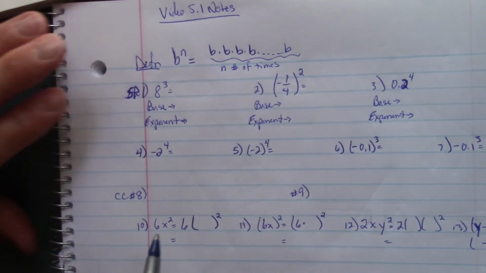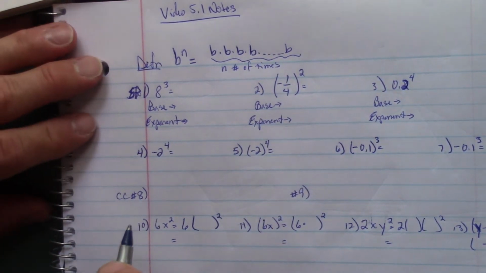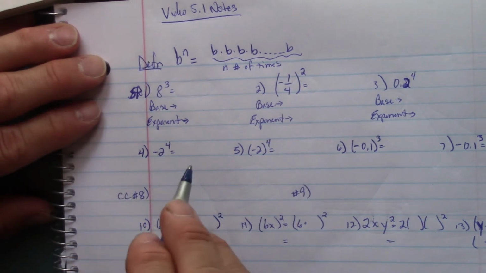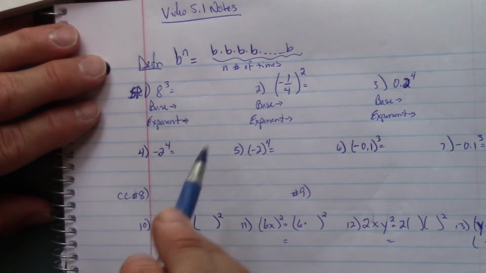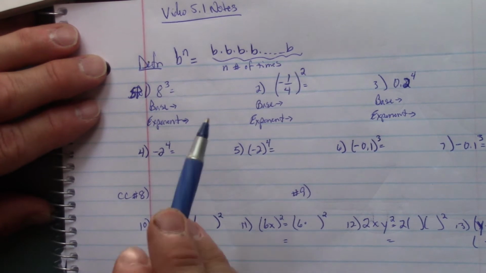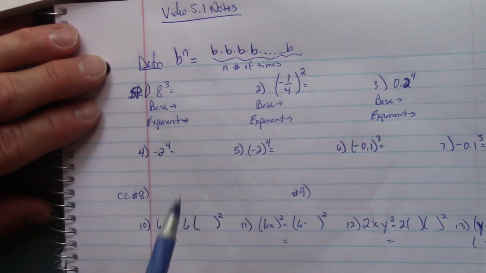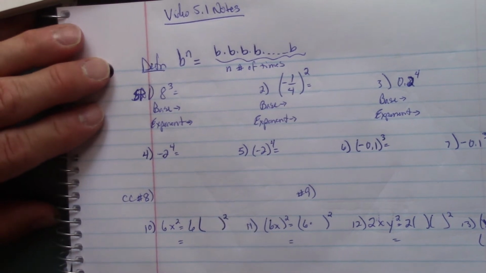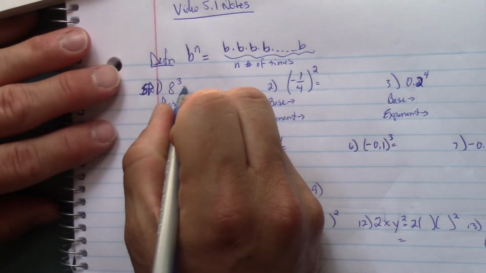Like for instance, in the book it gives you 6 to the second power. That means 6 times 6. It gives you negative 1/2 to the third power. That means negative 1/2 times negative 1/2 times negative 1/2. And you can see that under the solutions. And 0.8 to the fourth power meant 0.8 times 0.8 times 0.8 and so on. And so I'm going to do 8 to the third power.